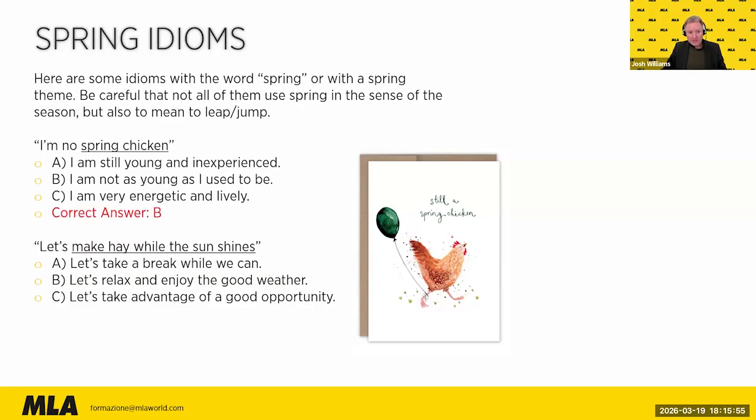I hope you guessed B. So "I'm no spring chicken" generally has this meaning of I'm not as young as I used to be. When someone invites you, or invites me more likely, to something that is maybe a bit young for them, or a physical activity that might not be quite as easy when you're my age.